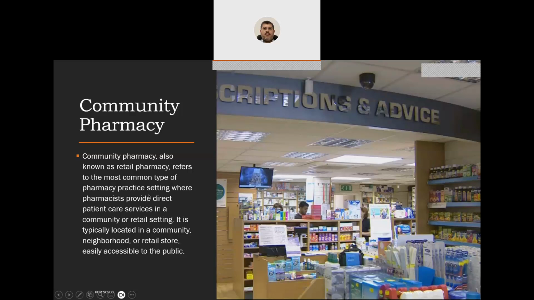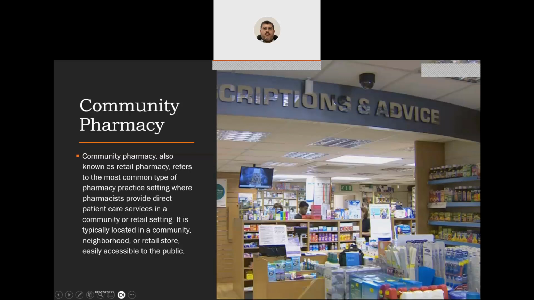So first, what is community pharmacy? As you know, community pharmacy is not affiliated to any institution. It is also called retail pharmacy. So it is a kind of retail business dealing in medicines and healthcare products. And this is the most common type of pharmacy practice settings usually. And here, pharmacists provide direct patient care services in a community or retail setting.